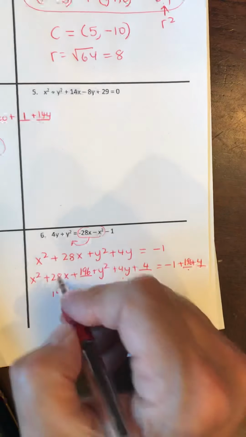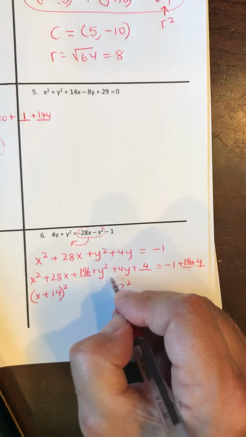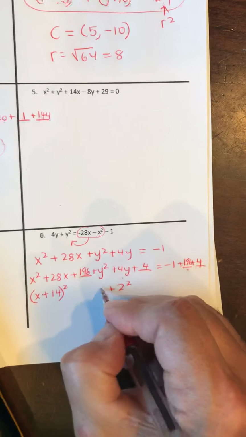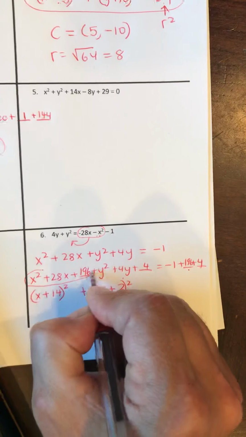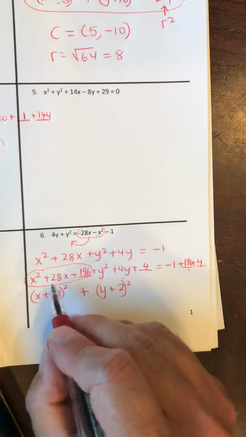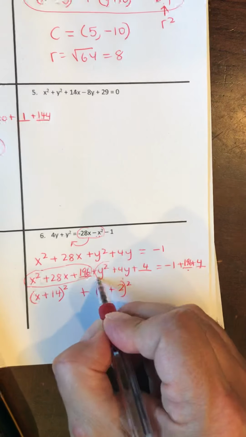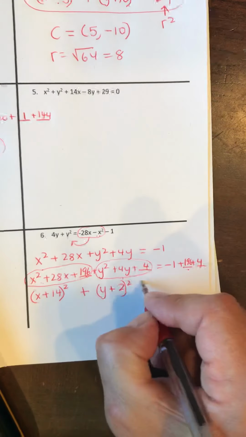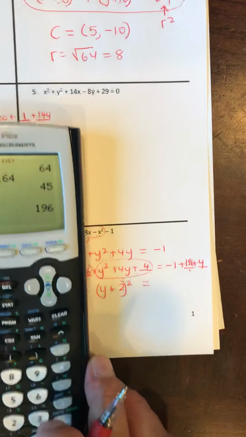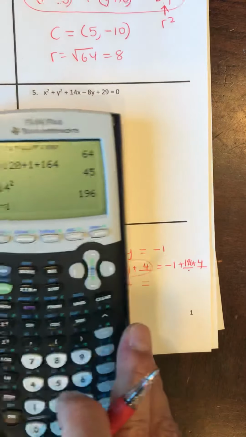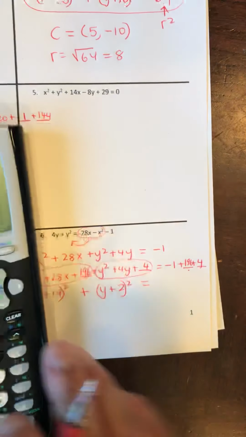On the left, bring down the plus, bring down the x, put it in parentheses. Bring down the plus, bring down the y, put it in parentheses. There should be a plus in between those. So the x plus 14 squared replaces this trinomial, and the y plus 2 squared replaces that trinomial. On the right side, we're going to combine all this, and I believe it's going to come out to 199. But if you're more comfortable, just add it all up.